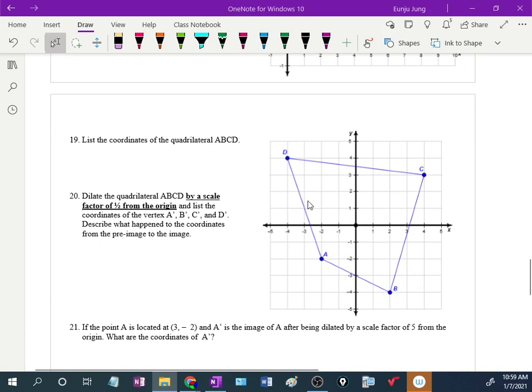List the coordinates of the quadrilateral ABCD. How many points do we have in a quadrilateral? 4 points, right? If you just list all of the pairs, four of them, I don't know which is which. So we always write the name of the point first, and then we use all of the pair. So let's go in alphabetical order. A, that's the name of the point.